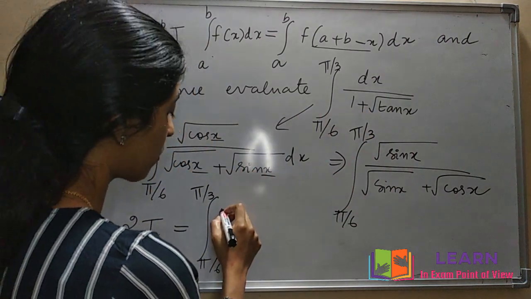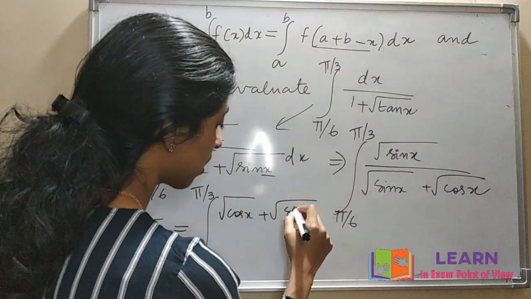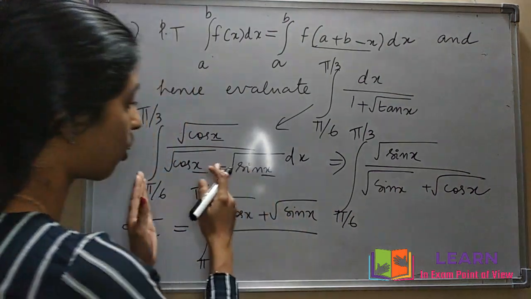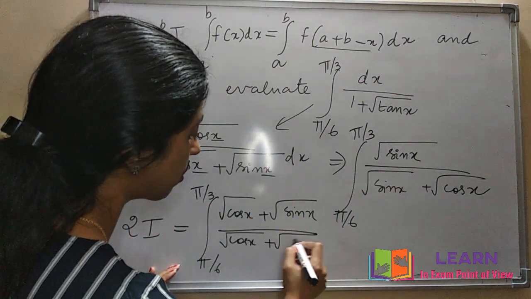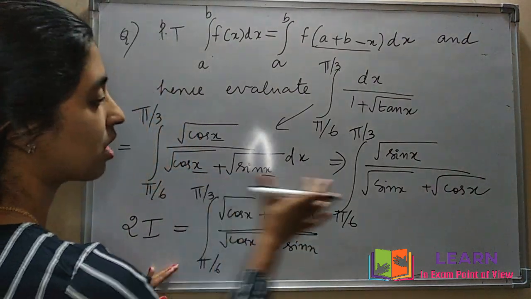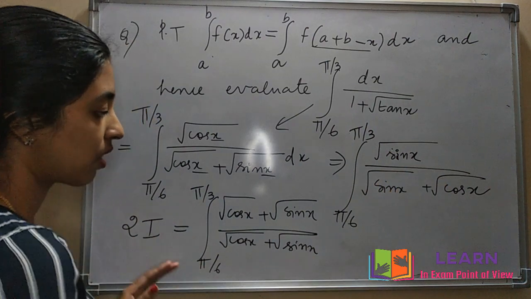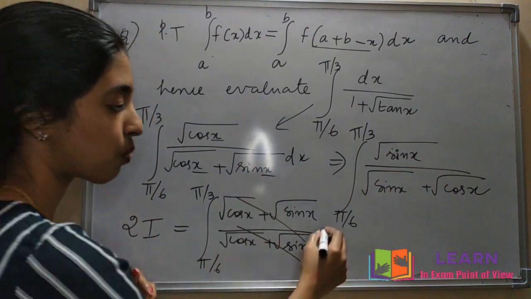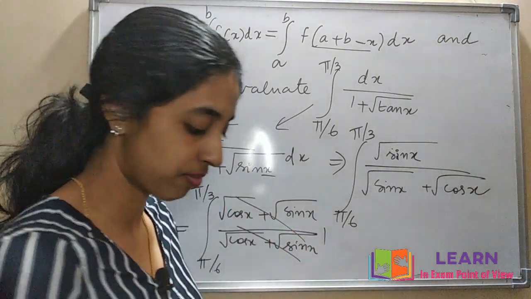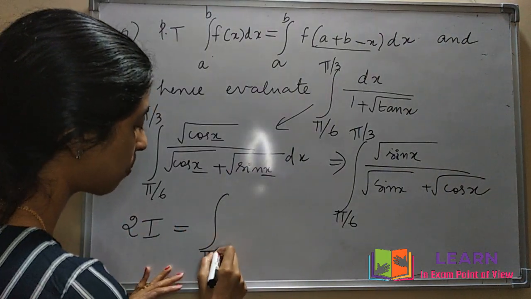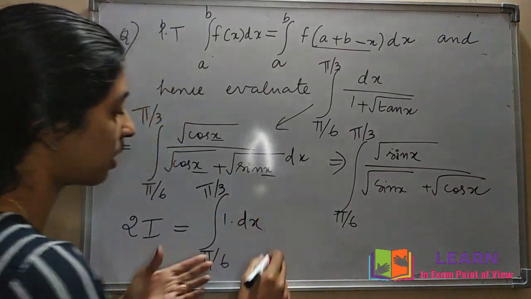What is it? The numerator is root cos x plus root sin x, by the denominator, which is what? Root cos x plus root sin x. The denominator is the same; we are adding the numerators. That is cancelling. What will you get? 1. So we need to integrate only what? 1. So integral pi by 6 to pi by 3, 1 dx is what we need to integrate.